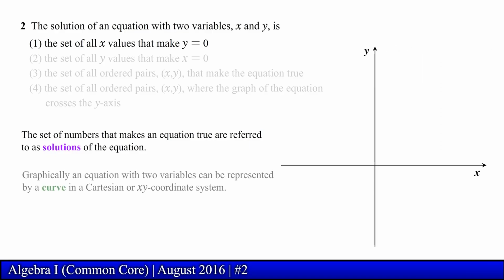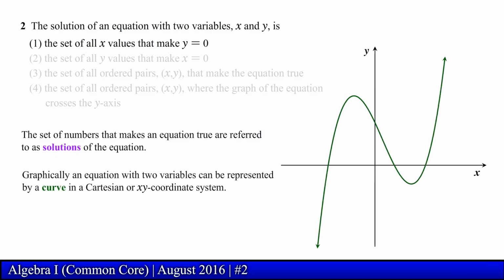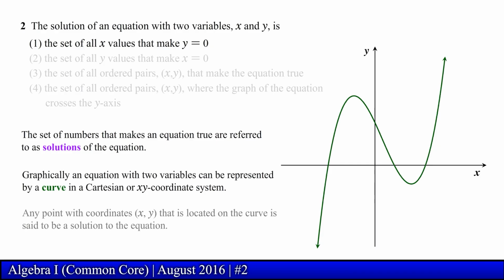Graphically, an equation with 2 variables can be represented by a curve in a Cartesian or xy coordinate system. When the equation is represented in this fashion, any point with coordinates xy that is located on the curve is said to be a solution to the equation.